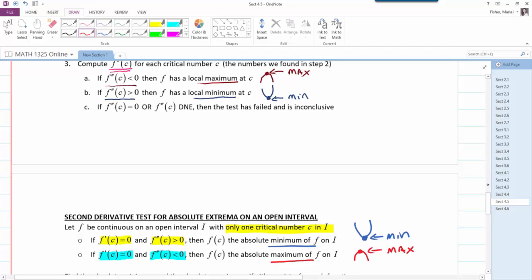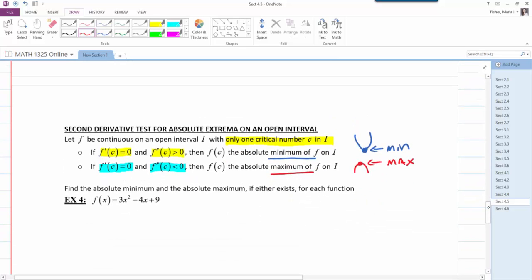So let's do a couple examples of that. It says find the absolute max or absolute min, if it exists, for each of the functions. We're not given an interval, which means that I'm looking at the interval from negative infinity to positive infinity. So I'm looking at all real numbers. So how do I do this? Well, I need to perform the second derivative test.